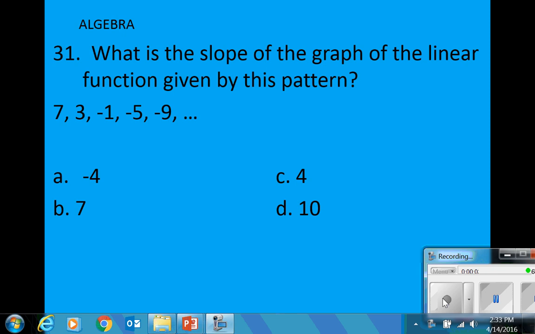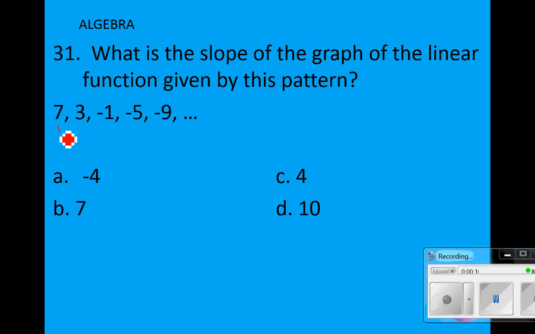31, what is the slope of the graph of the linear function given by this pattern? So don't think too hard about this. You're basically looking to see what is happening as you go down the line. And as you notice, you are subtracting 4 every single time.